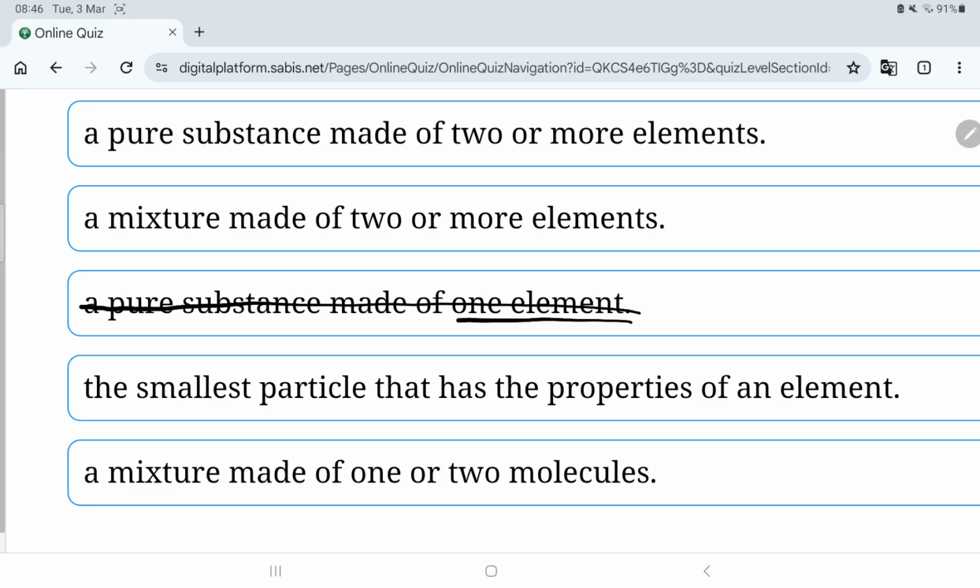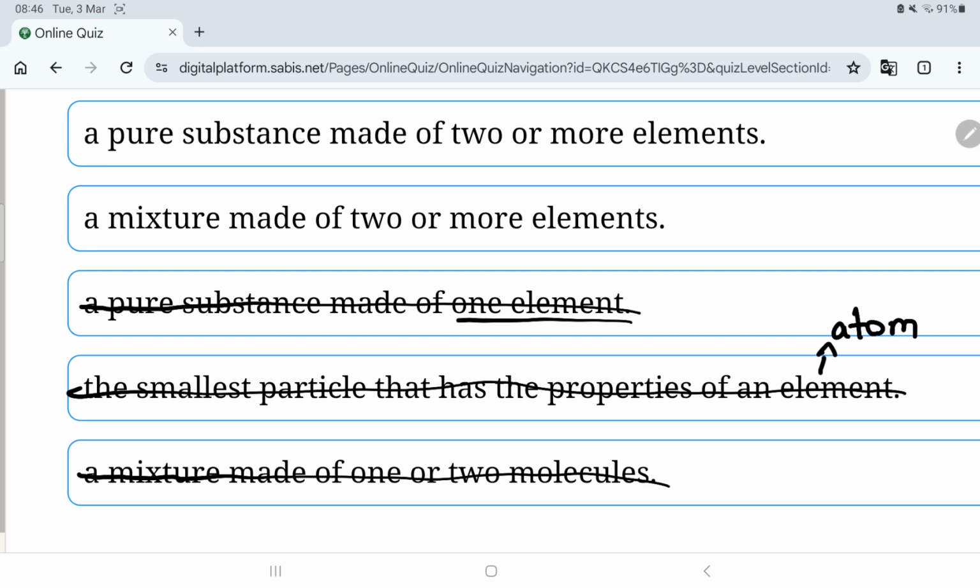Here, the smallest particle that has the properties of an element, what did we say that is? That is an atom. But is it a compound? No. A mixture is made up of one or two, no. A compound isn't a mixture.